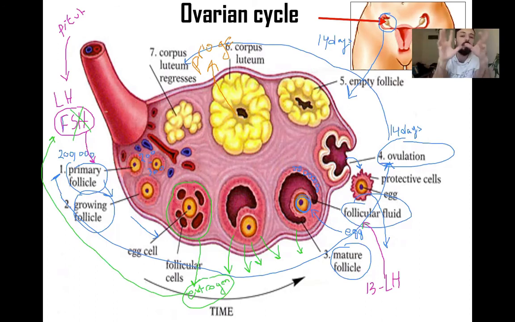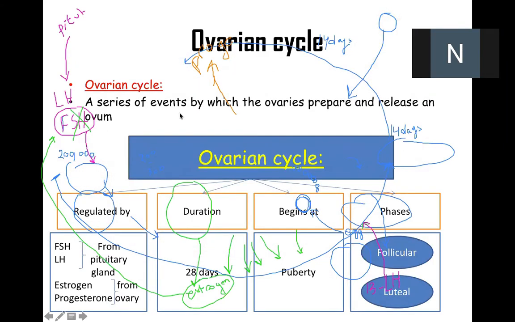The empty follicle now develops into a new structure. What do we call this new structure? Corpus luteum. Corpus luteum continues to produce estrogen, but it also starts producing a new hormone, which is progesterone.